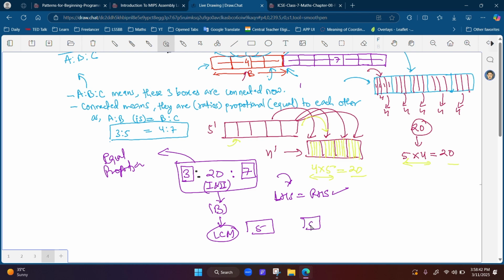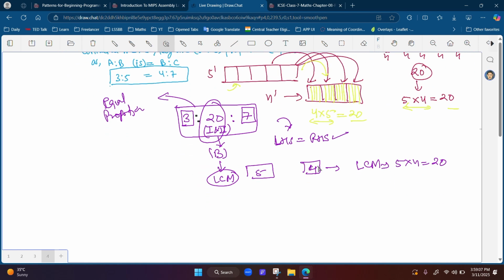5 and 4, there were two boxes for B. It is not possible. I'll have to think of a way to connect these two different boxes in one, and the only way it is possible is through LCM. When I make more smaller pieces, I did this, but this changed the center piece. Now I'll have to do the modification in the other ratios. Basically in 3 and 7 also I'll have to do the same changes.